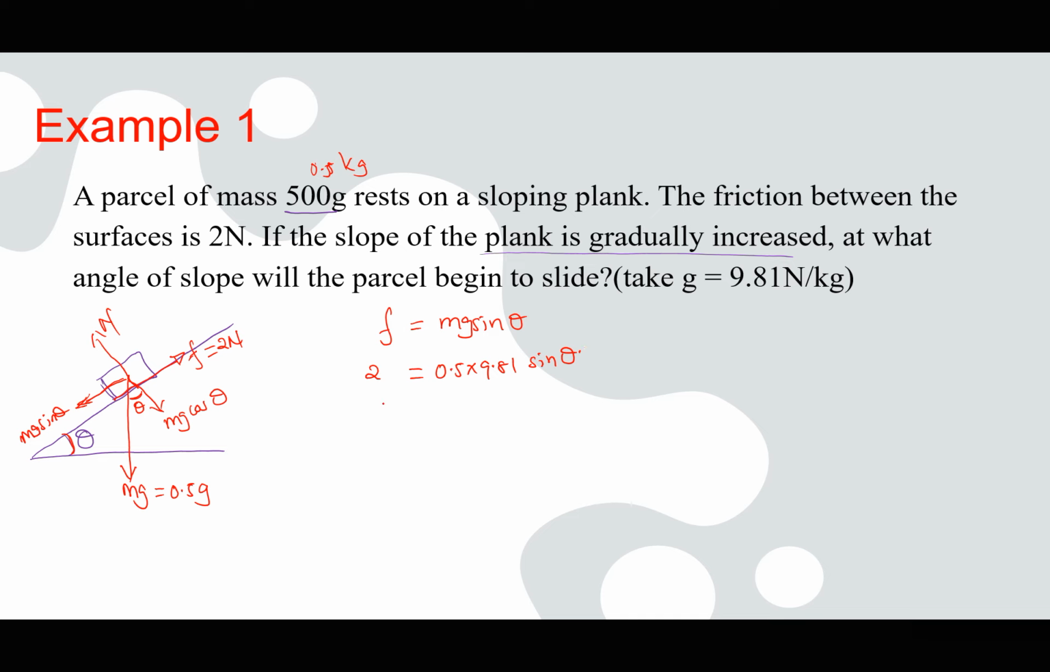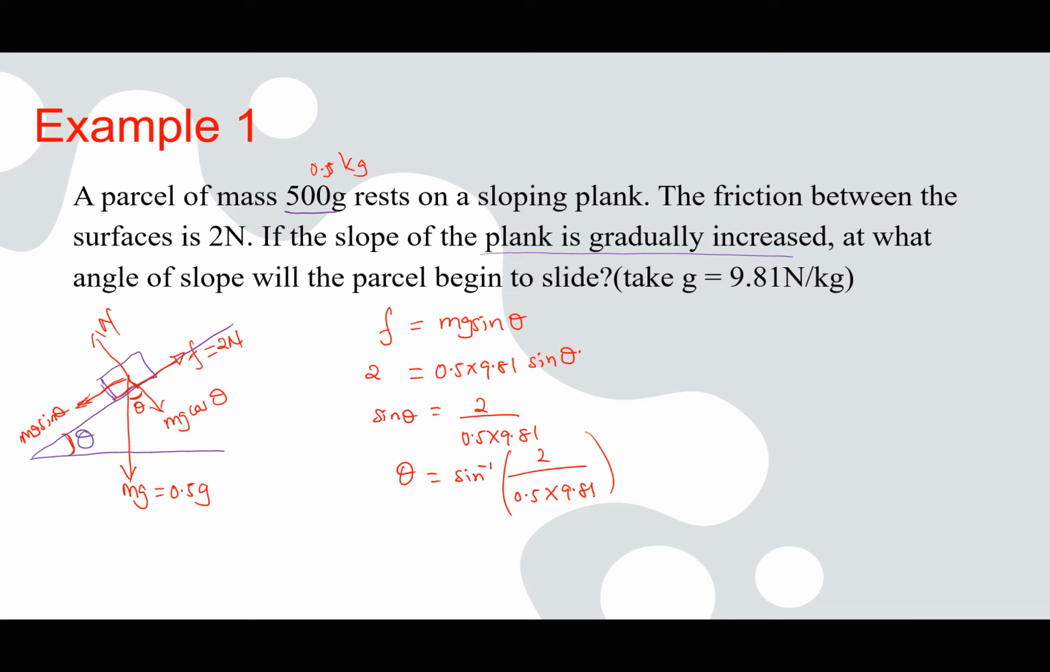So it means sin θ is going to be equal to 2 divided by 0.5 times 9.81. So θ is going to be the sine inverse of 2 divided by 0.5 times 9.81. So that is θ.